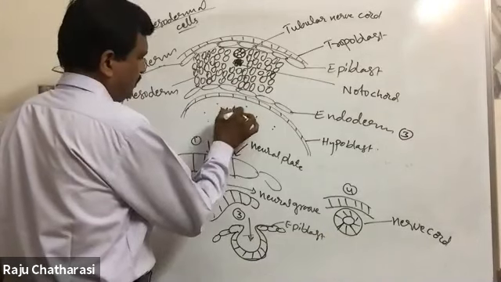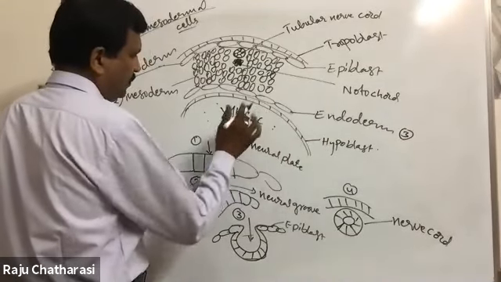This is yolk sac. Hypoblast develops into yolk sac. This is a separate diagram.